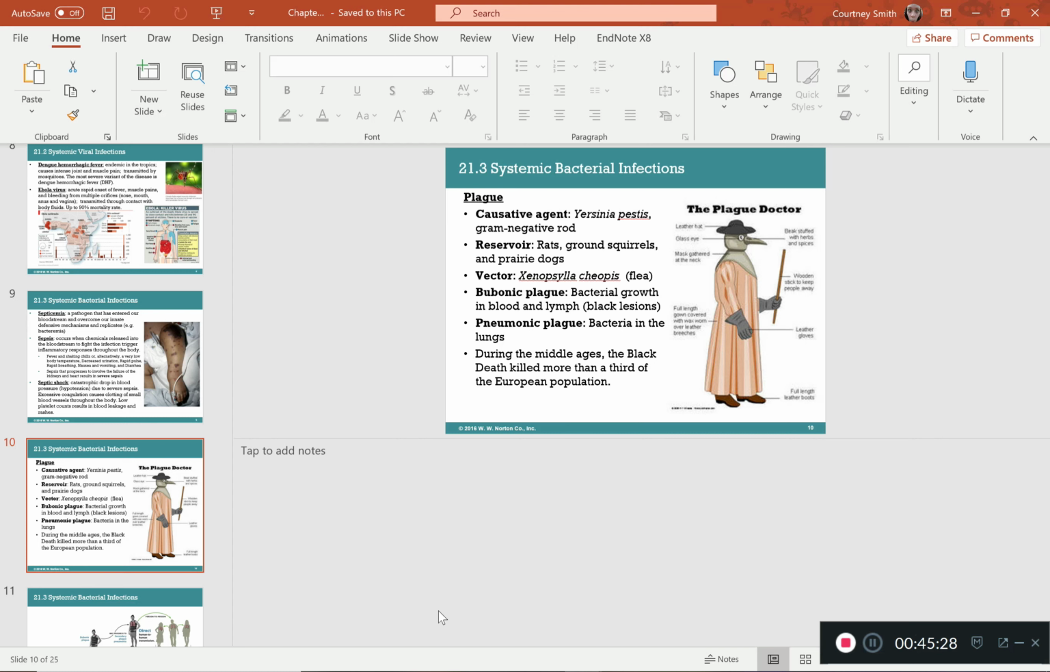Bubonic plague is where the bacteria actively grows inside your blood and your lymph nodes, causing black lesions on the body. And then pneumonic plague has to do with bacteria within the lungs. That's where it will divide. The way that we now know how to keep plague at arm's length, essentially, is because we do have sanitation protocols in place. Whereas back then, they did not know that it was actually the fleas that were making them sick.